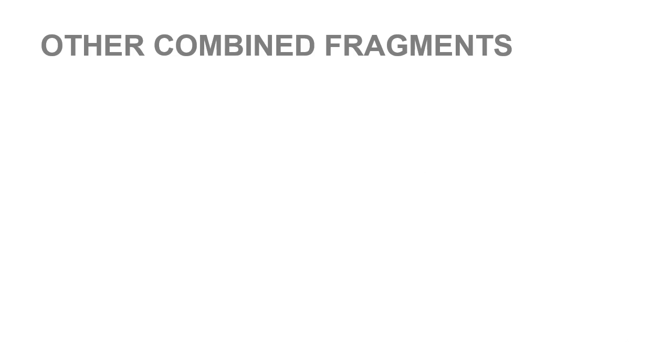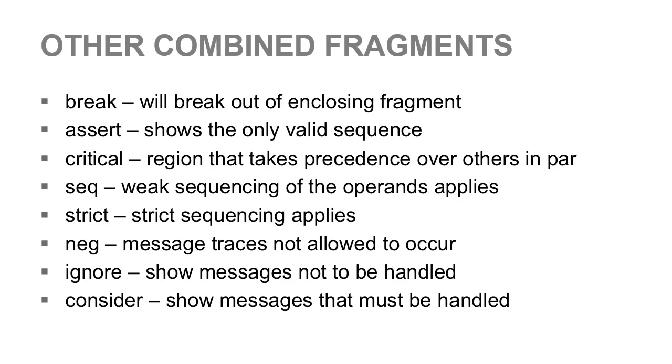There are some other types of combined fragment that are less widely used. Of these, you're more likely to see the first three than the others. Break is for a fragment that breaks out of the enclosing fragment. Assert is for a fragment that represents the only valid sequence through an interaction. Critical is for a sequence of interaction that takes precedence over others in a parallel combined fragment. The others are all listed in the UML specification.